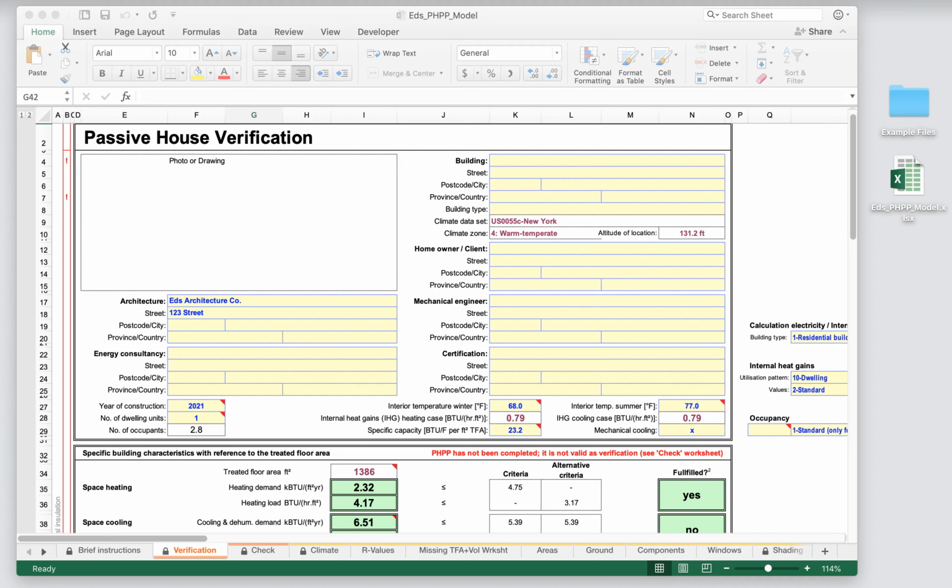And at this point, we can turn our attention to our domestic hot water system. So let's take a look at how we're going to do that in our PHPP. So I've got my PHPP loaded up here, the same PHPP that I have been using all throughout this course. And so I am here on the verification worksheet.